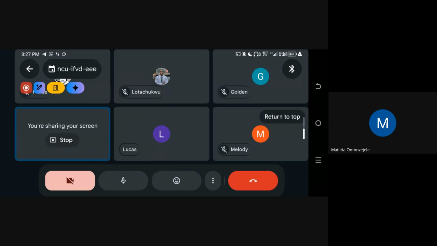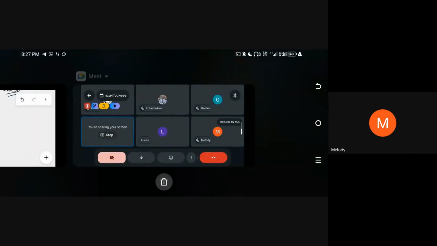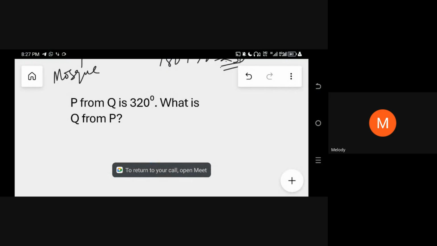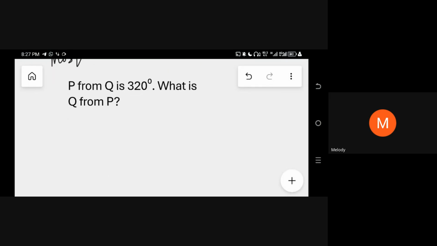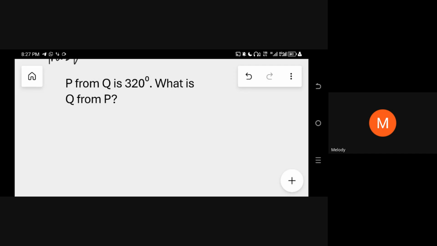All right, let's hear from Melody. Melody, how far have you gone with yours? I got 140 degrees. You got 140 degrees. Okay, Lucas and Melody, the actual owners of the question, got 140 degrees. But Matilda disagrees with this answer. So we shall put this to a test and see who is wrong or who is right. So, Matilda, after disagreeing, what result did you get? 50.